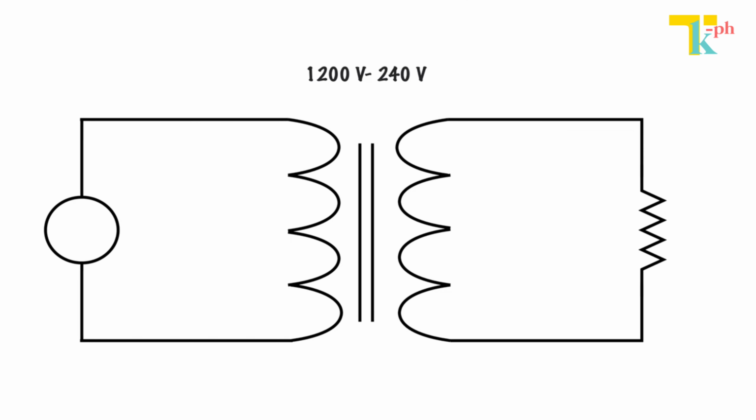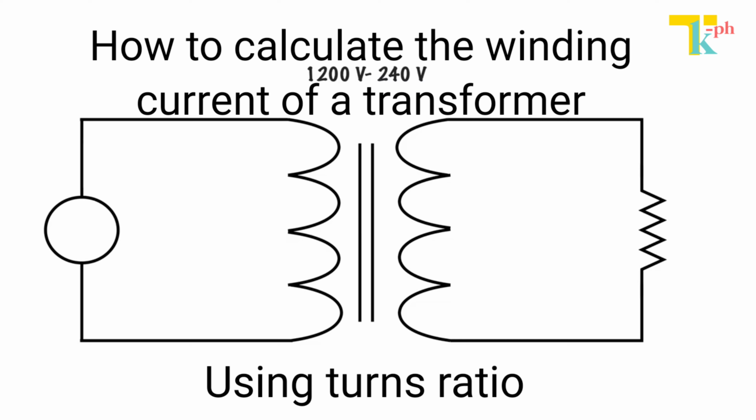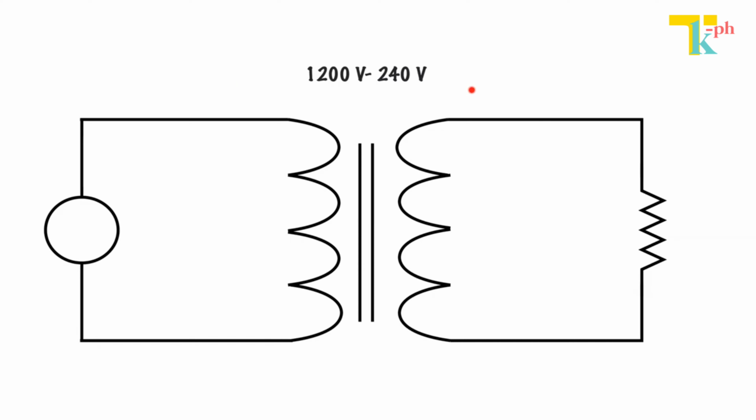In this video, we're going to be using the turns ratio that we can determine using the voltage here instead of turns. We don't have the turns that we've had in other videos, but we have the voltage here to determine what the current is through each winding. And it doesn't matter if we're talking about the secondary winding or the primary winding.